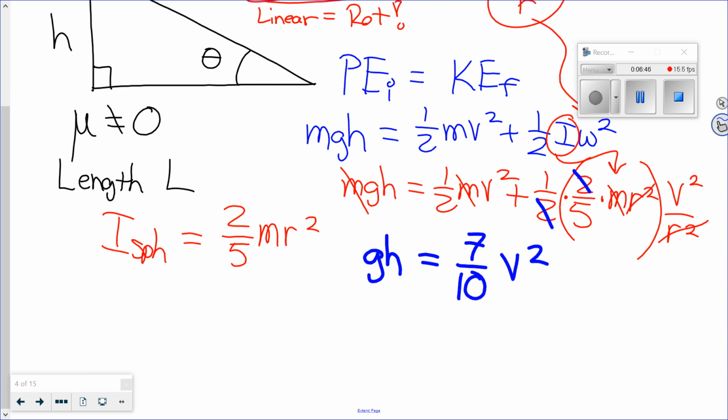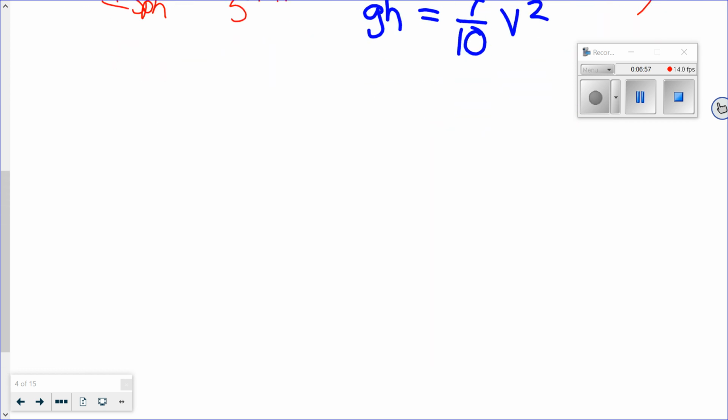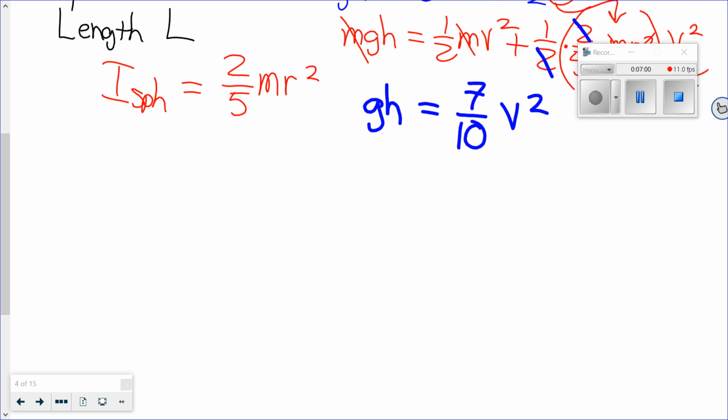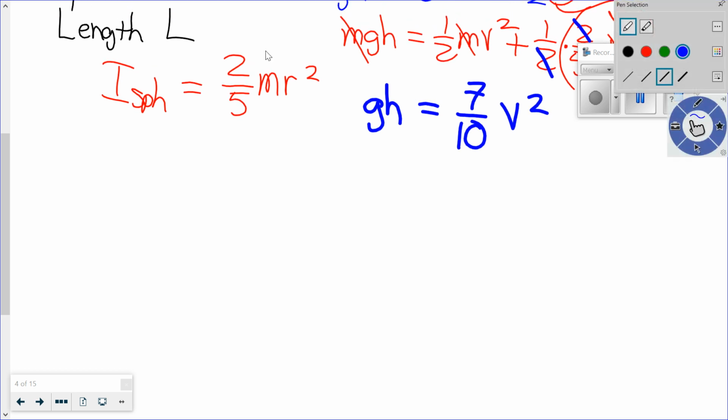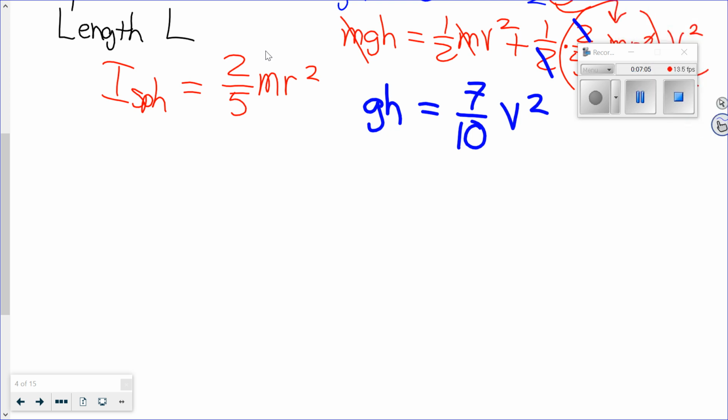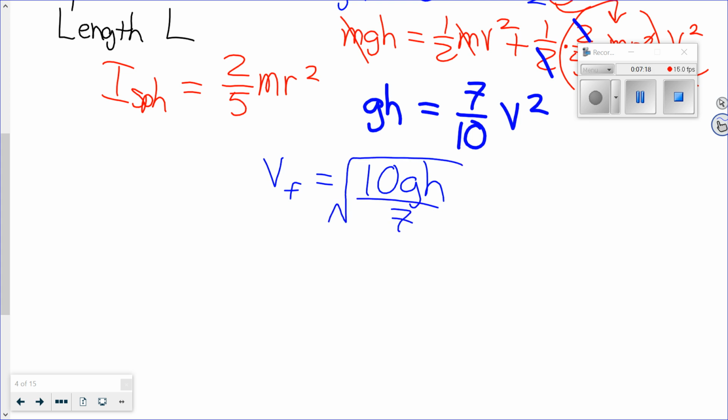Alright, GH. Make that small. Shift my thing. Okay. Whoa. Too far. Okay. So when I've spent all my potential energy, when I've sped up the sphere, my V final is just the square root of 10 GH over 7. And that's my result for a sphere. We'll come back to this later.